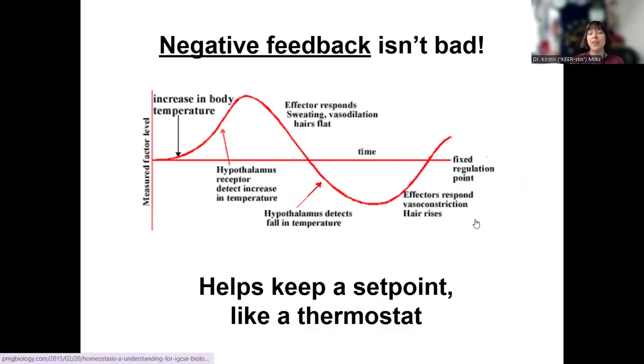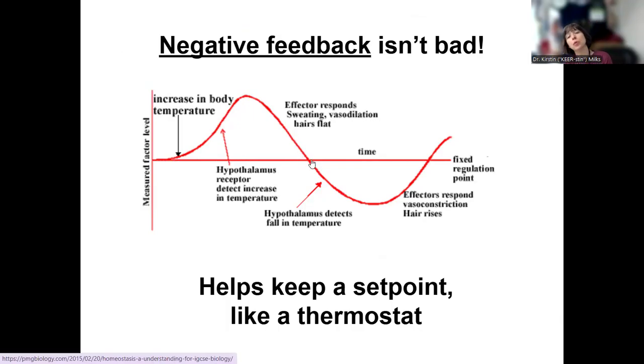And it turns out the same thing is happening in your body. So let's say that this is where you want your body temperature to be, somewhere around 98. This increase in body temperature means that the hypothalamus detects that increase in temperature, and then you end up with effectors like sweating, like your blood vessels dilating to allow more blood out to your extremities because they cool off faster, and the hairs lie flat, right?